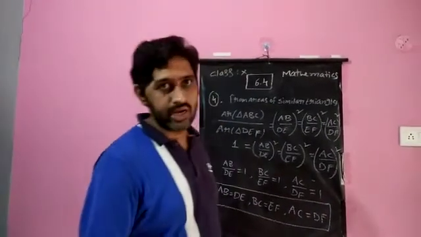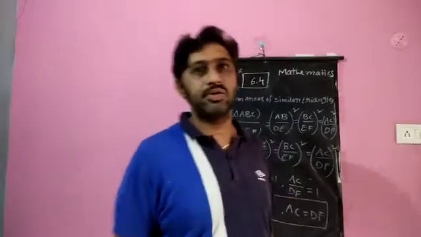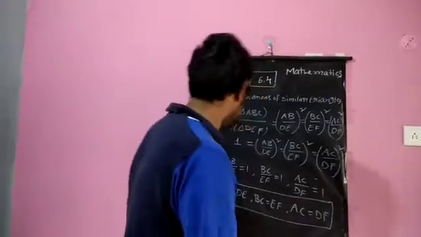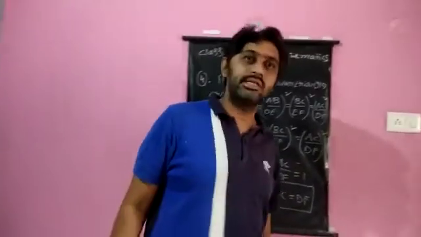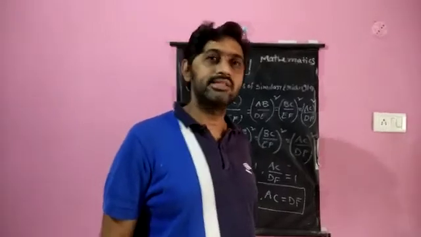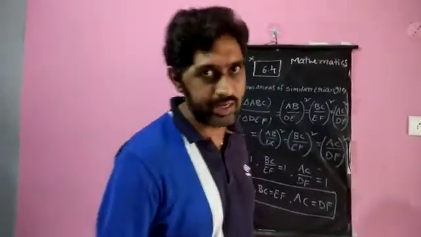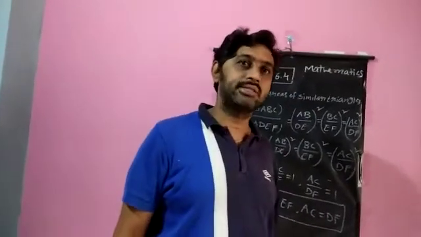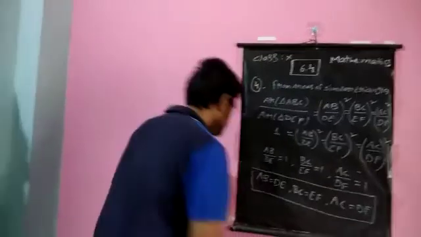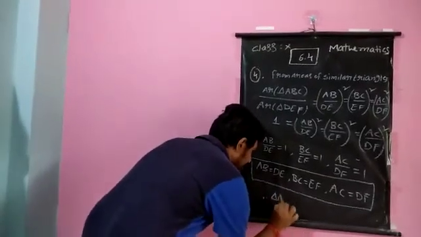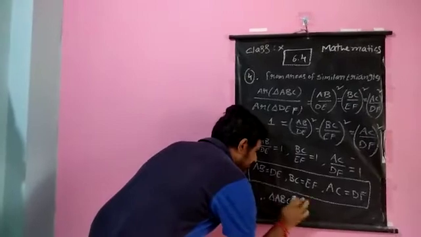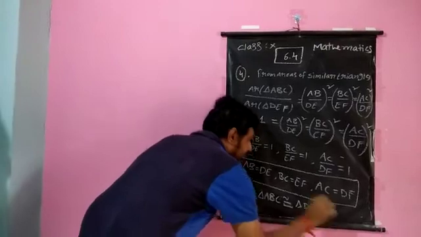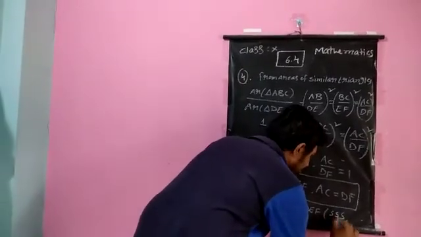That means we can apply here the side congruency rule, and we can say that the two triangles ABC and DEF are congruent to each other. Three sides of triangle ABC are equal to the three sides of the triangle DEF. So side congruency rule can be applied here. If we apply that here, the two triangles are congruent to each other by side congruency. Therefore, write here: triangle ABC is congruent to triangle DEF by SSS congruency.